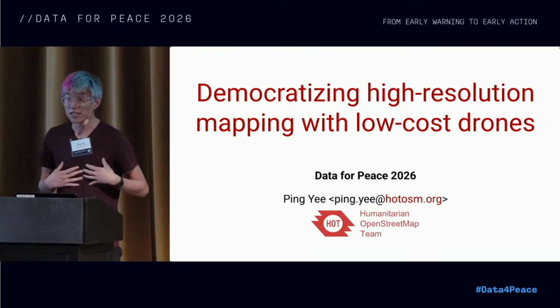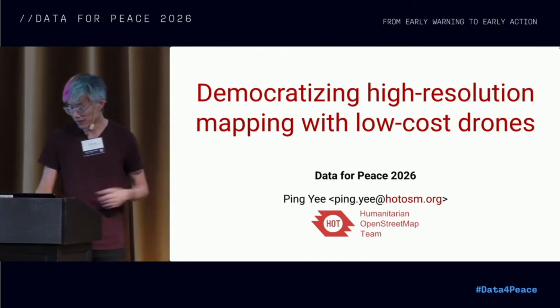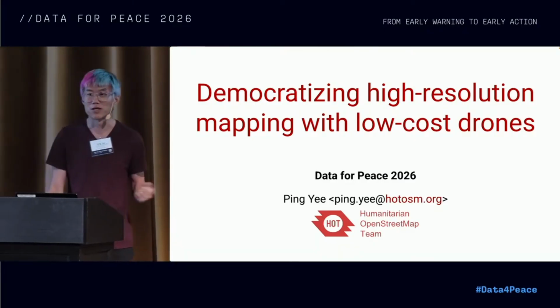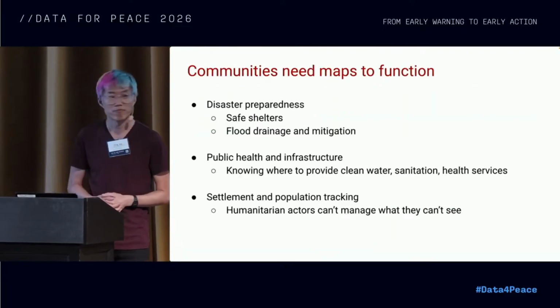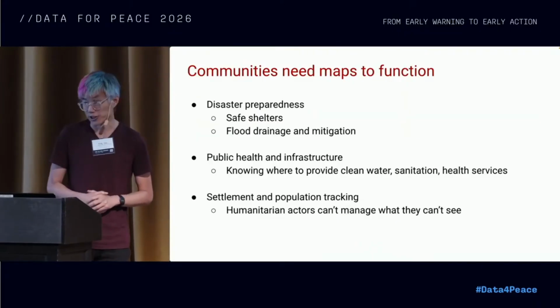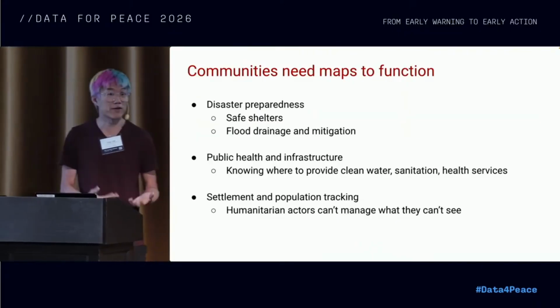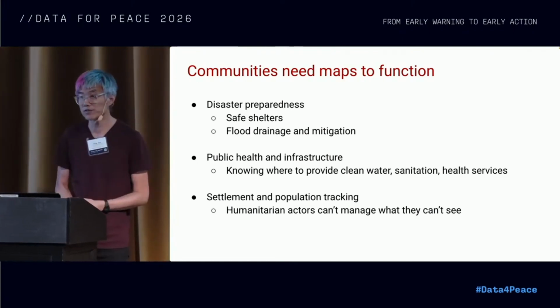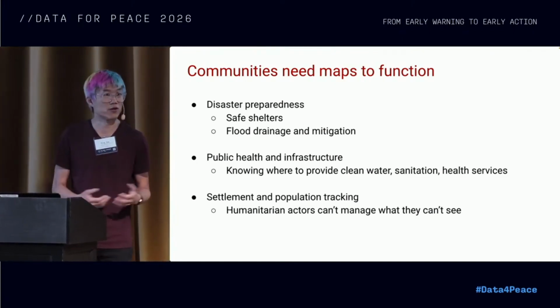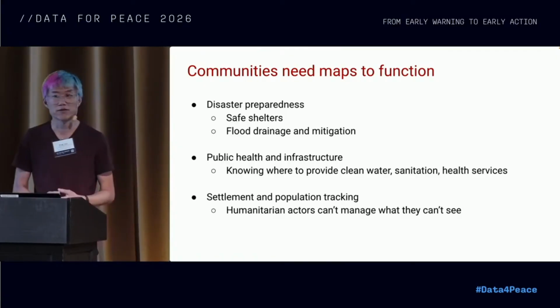I'm a technologist, and this is a technology demo. But I want to start from why this matters. All communities need maps to function. Maps are necessary for disaster preparedness, mitigation, response. Maps are necessary to know where to place public health, services, infrastructure. Maps are necessary to understand populations and their needs. Humanitarian actors can't manage what they can't see.